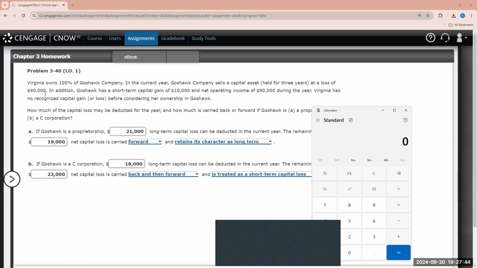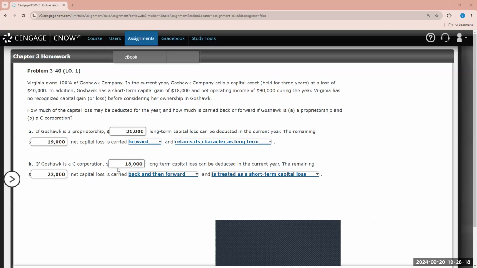So again, we have the loss of $40,000, and then we have a short-term capital gain of $18,000. So it's similar to the corporation. We get to claim an $18,000 loss, and then we account for the maximum capital loss of $3,000. So the $21,000 is going to be the long-term capital loss that's deducted in the current year. And then the $19,000 loss is what is carried forward and retains its character as long-term, versus the C corporation, whereby the C corporation can only deduct the long-term capital loss to the extent of its capital gain.